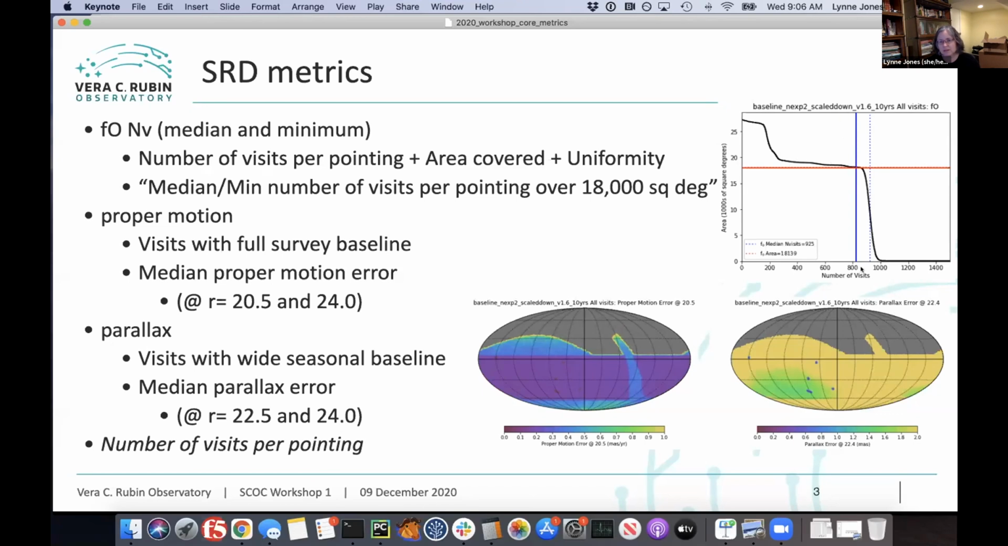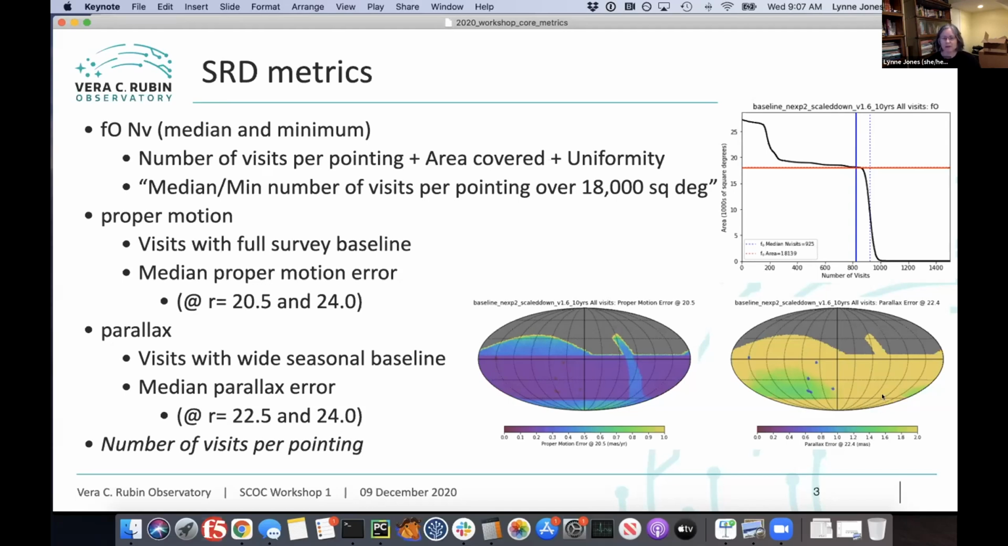The blue line shows you, okay, in this simulation, there were just over 800 visits, the median visits per day, or the minimum there. The blue line is the minimum, and then we also measured what the median over that area was. This plot on the bottom left is the proper motion errors across the sky, and on the right is the parallax errors across the sky.